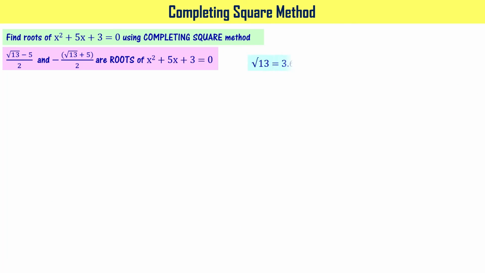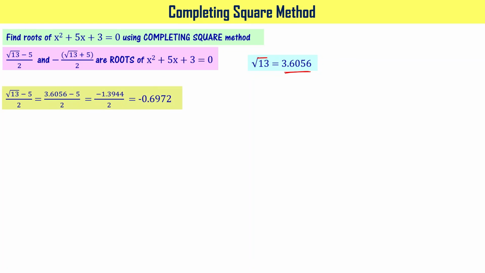We know that square root of 13 is 3.6056. If you want to find the value, you can use a calculator so that you can get it as 3.6056. Now let's find the value of the first root, that is (square root of 13 minus 5) divided by 2. That can be written as (3.6056 minus 5) divided by 2, that is equal to -1.3944 divided by 2, that is equal to -0.6972. One of the roots is -0.6972, right?